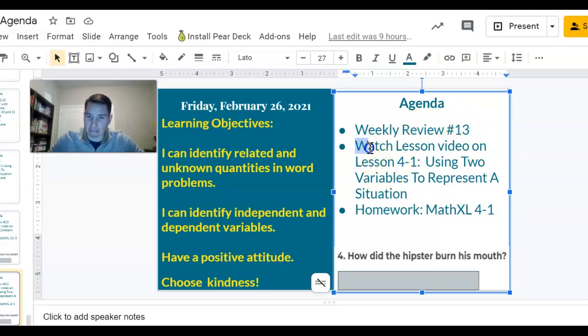And then you're on this spot right here. You are watching this lesson video on using two variables to represent a situation. And this is continuing on what we did yesterday.